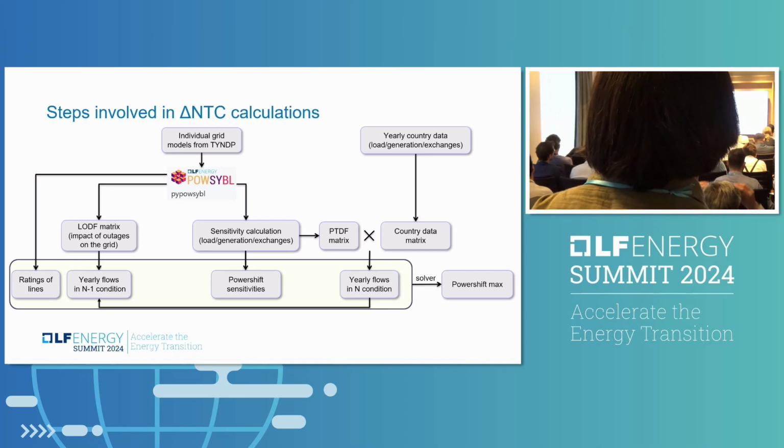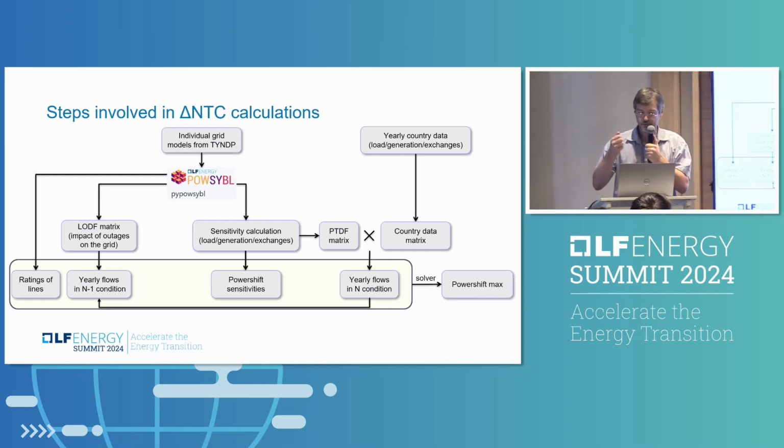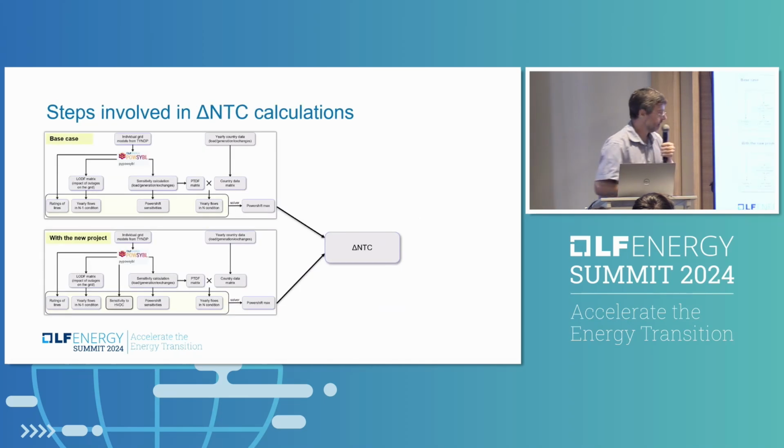So I've talked about ΔNTC calculation. Here we have just a single value. That means that we have to do this whole process for a base case, but we also have to calculate all these steps with the new project. If we have a new project, we calculate the maximum power shift that we can perform on the grid, and in the base case.